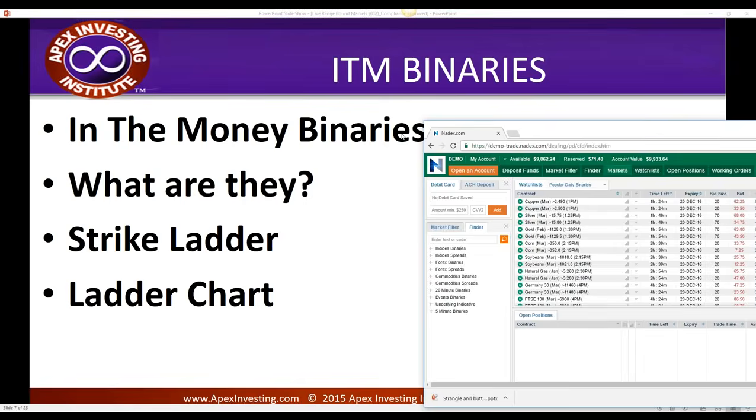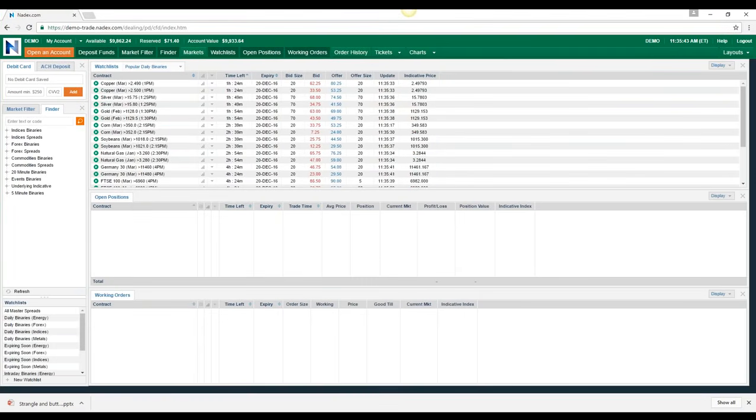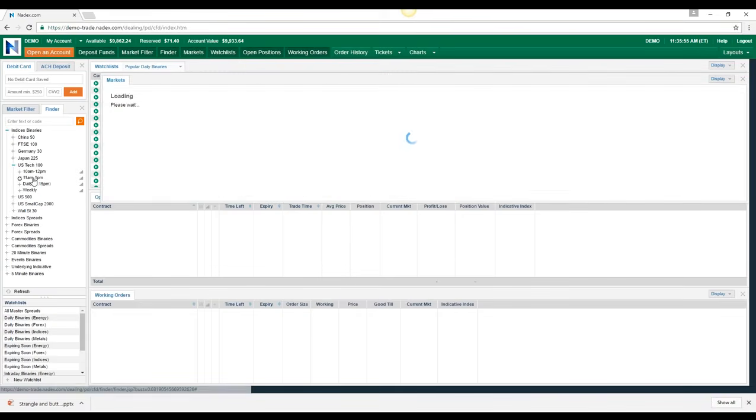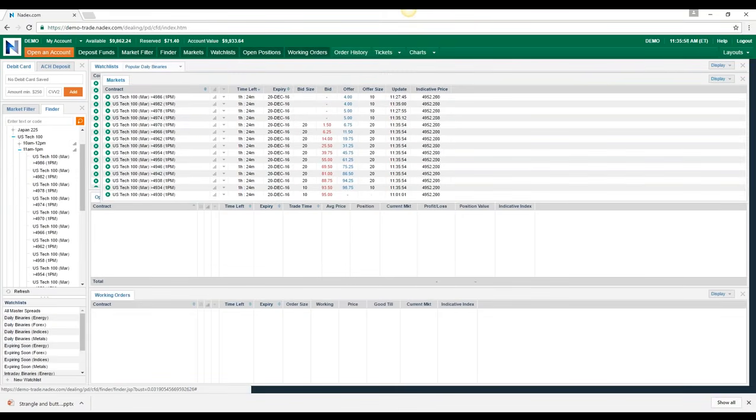Last week when we talked about volatile markets, we were talking about how to use the out-of-the-money binaries. So I just want to pull up something real quick here. Let's check out the Nasdaq. Let's pull up the US Tech 100, and let's look a little further out. Let's go to 1 p.m. today, and here is the Nadex platform, and here is your strike ladder. This shows all the different binary contracts that expire at 1 p.m.